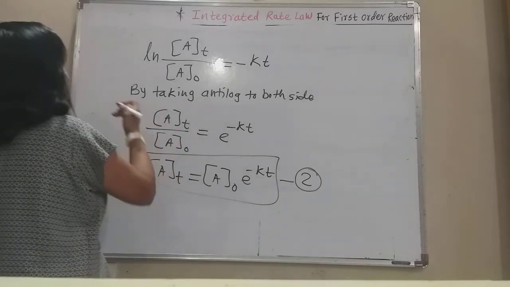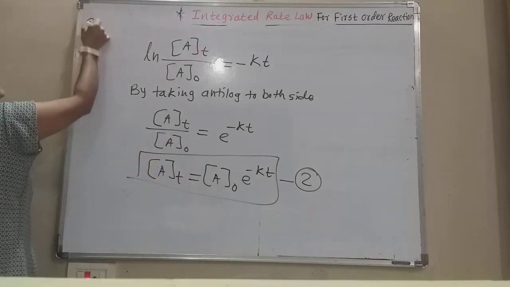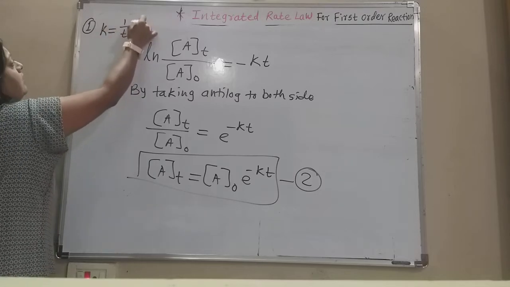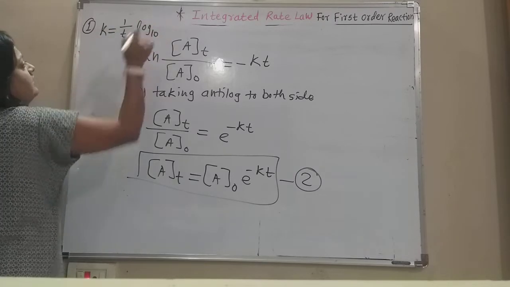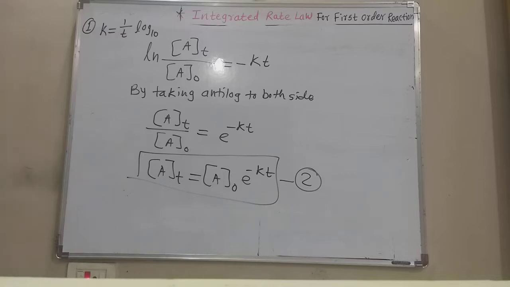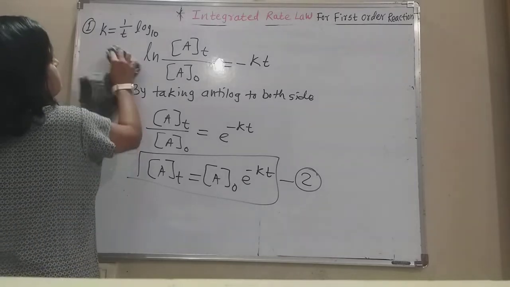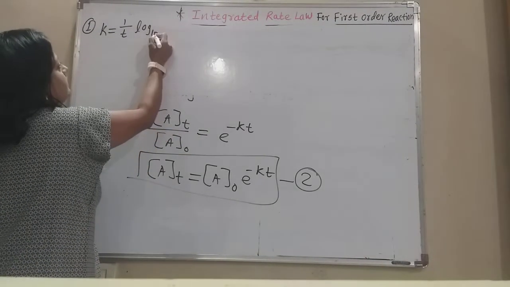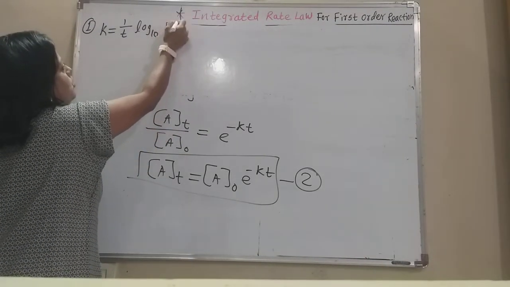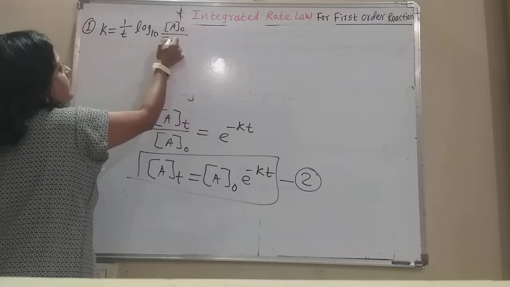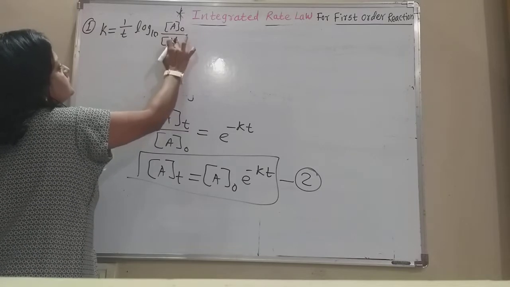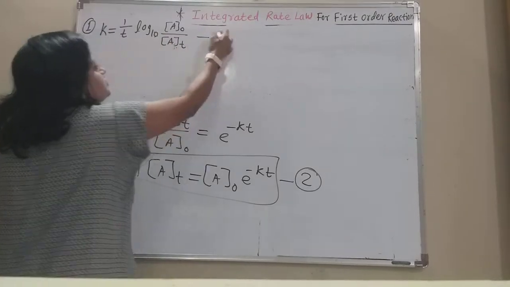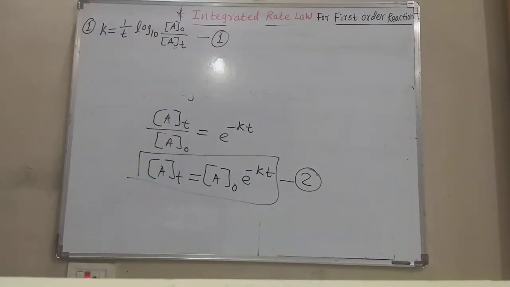I write here the first form again. The first form of the integrated rate law is k equal to 1 divided by t, log to the base 10, of the concentration of A0 divided by At, the concentration of A at time t. Now this is the first form of the integrated rate law.